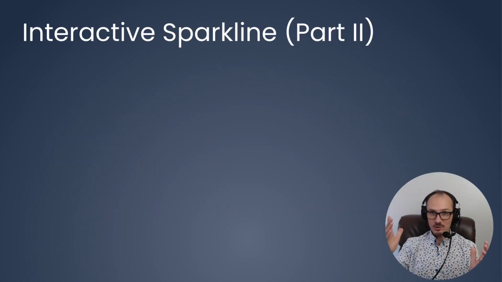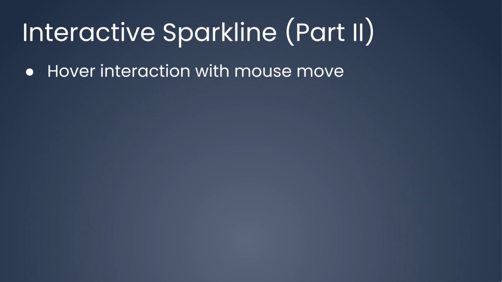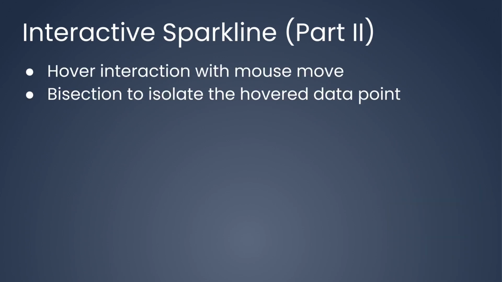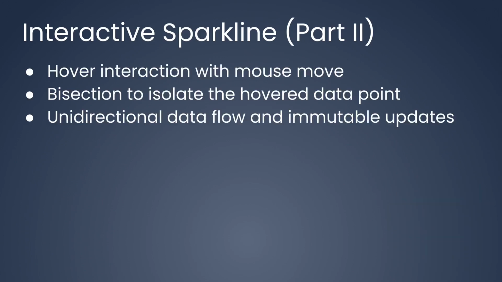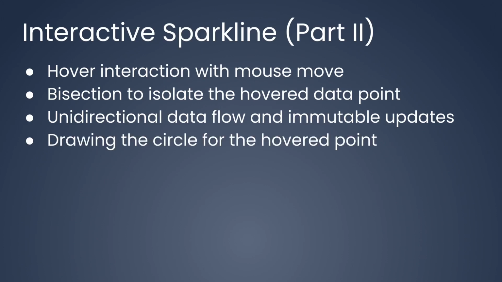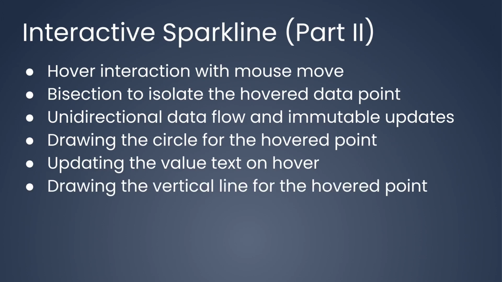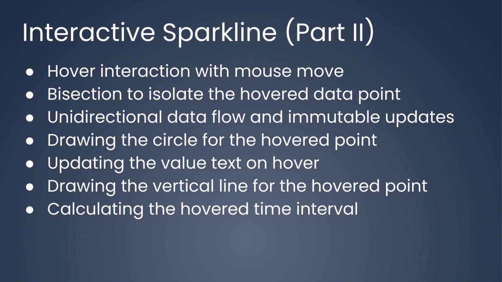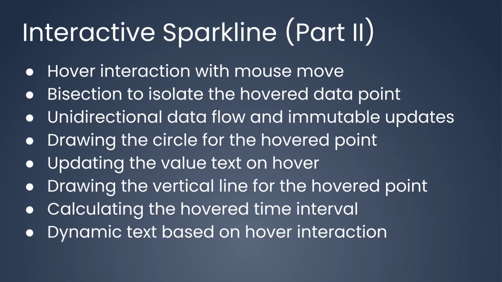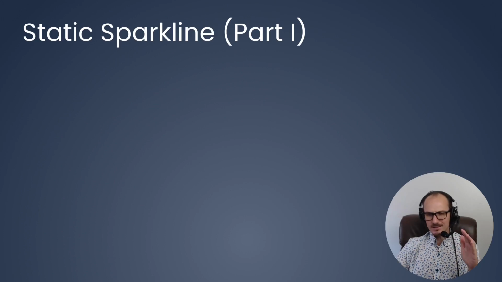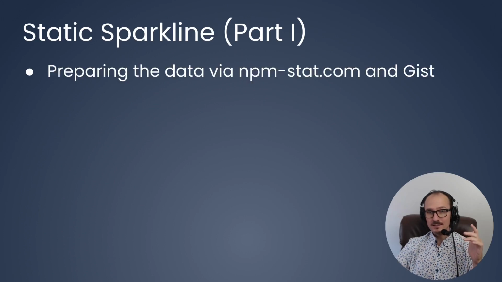That lays the groundwork for the part 2 video, Interactive Sparkline, which covers hover interaction with mouse move, bisection to isolate the hovered data point, unidirectional data flow and immutable update patterns, drawing the circle for the hovered point, the text updating on hover, drawing the vertical line for the hovered point, calculating the hovered time interval, and dynamic text based on hover interaction. But I'm getting ahead of myself. Let's start with preparing the data.